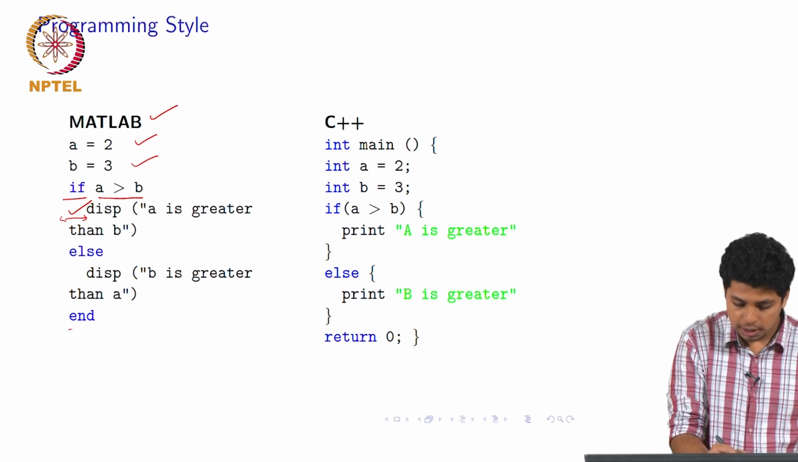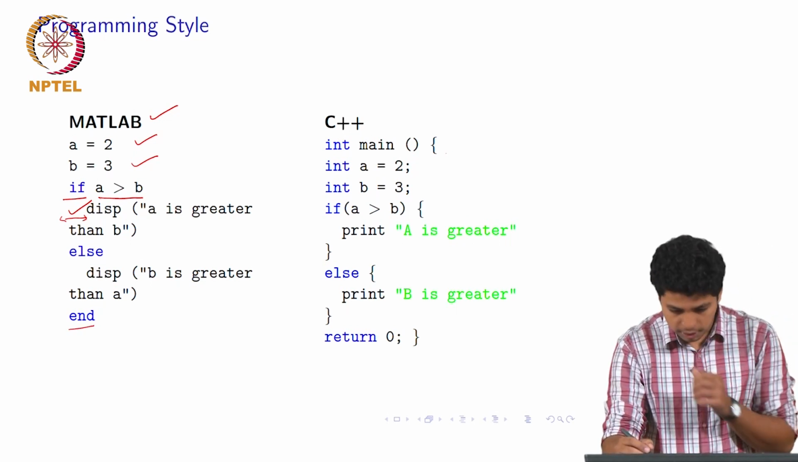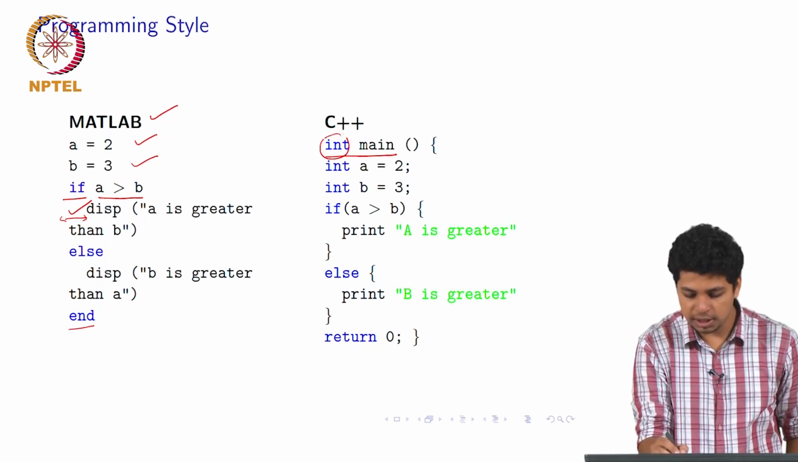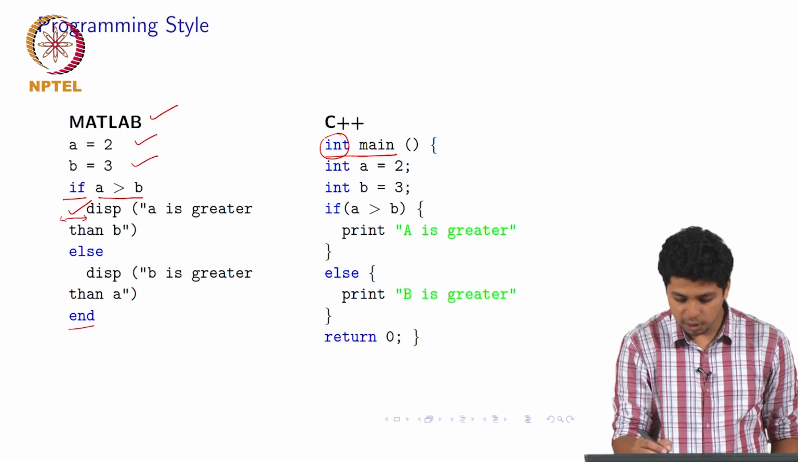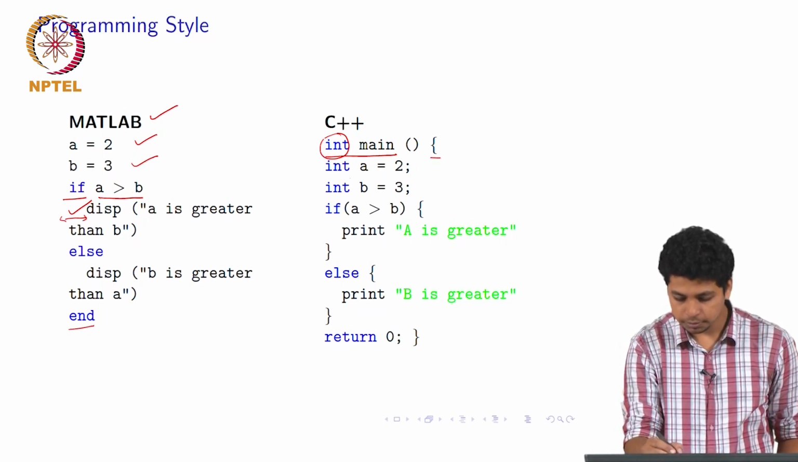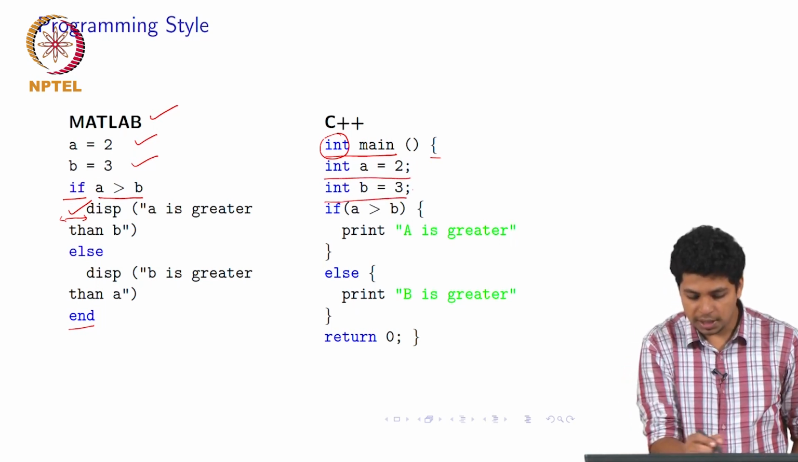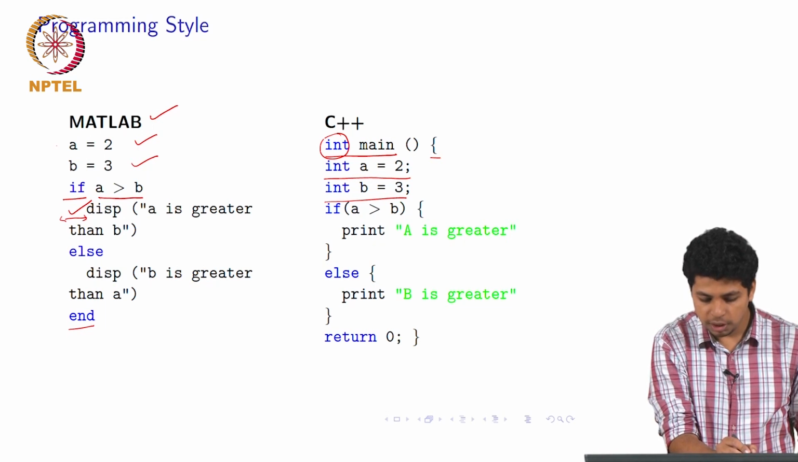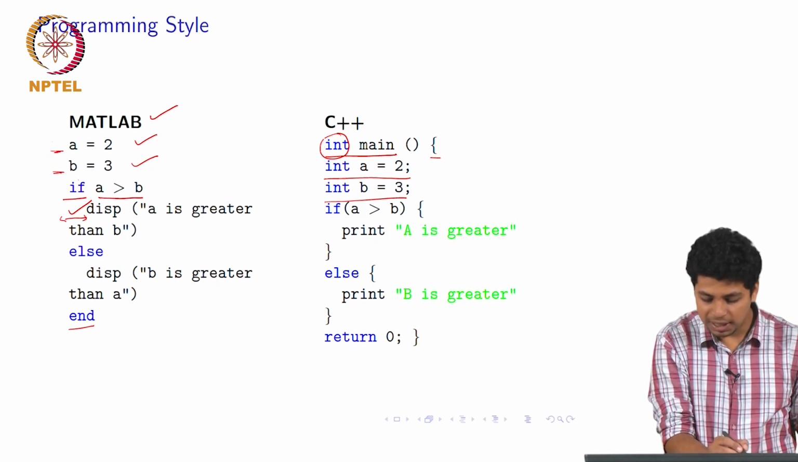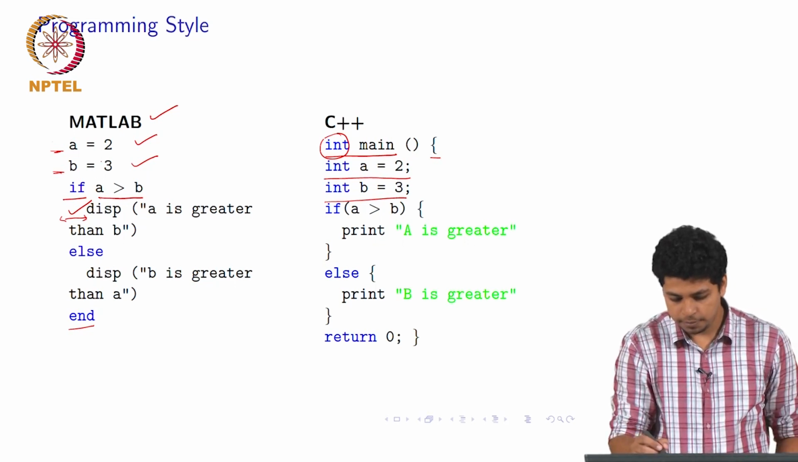But in C or C++, what you would have done is start the program with int main. What this int means is that your returning value will be an integer. Then you put a curly brace. Then int A equal to 2. Then int B equal to 3. As you can see in the MATLAB code, you did not put any variable type. MATLAB identifies the variable type on its own. That's a feature of MATLAB.